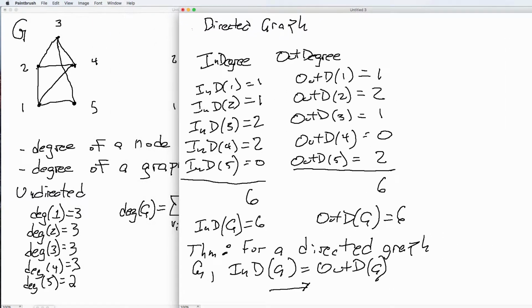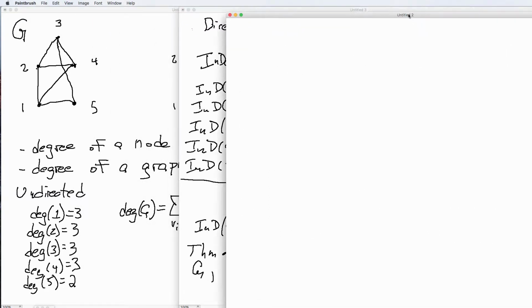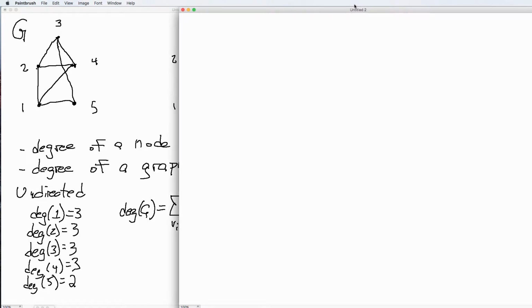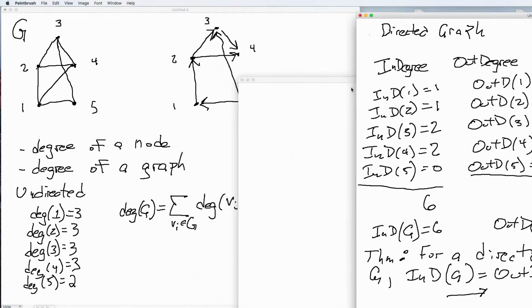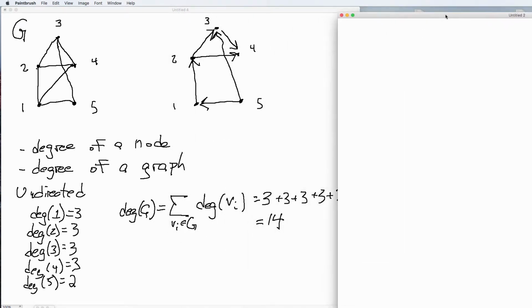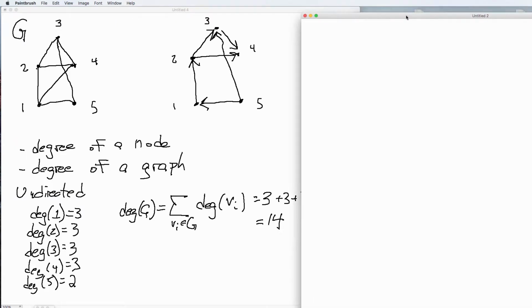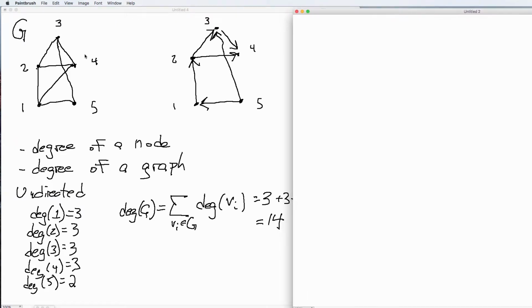I want to go back. First, we'll talk about the undirected graph. So over here, let me move things around. We saw over here that in our undirected graph, the total degree of the graph was 14. Well, first of all, let's think about something. Here's a point, and here's a point.